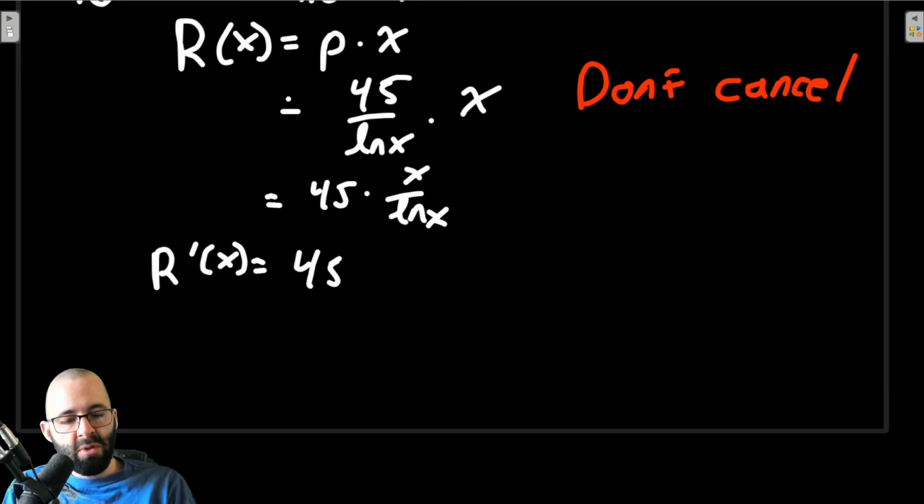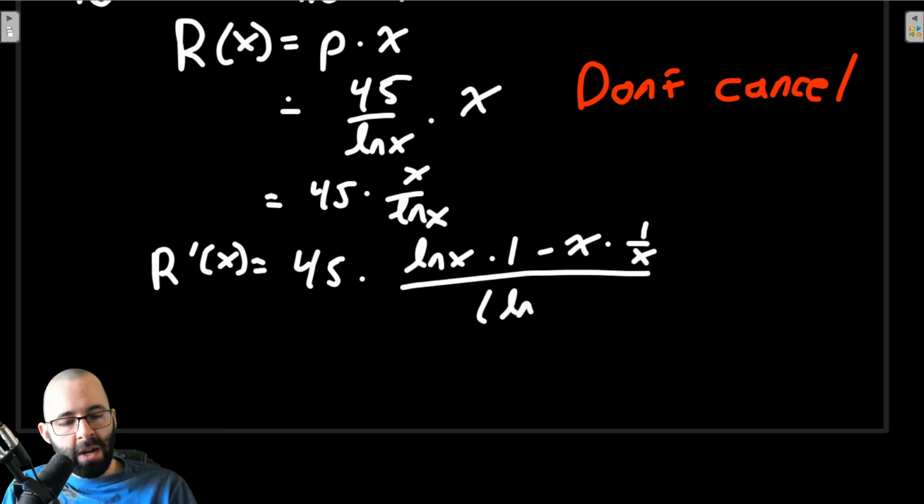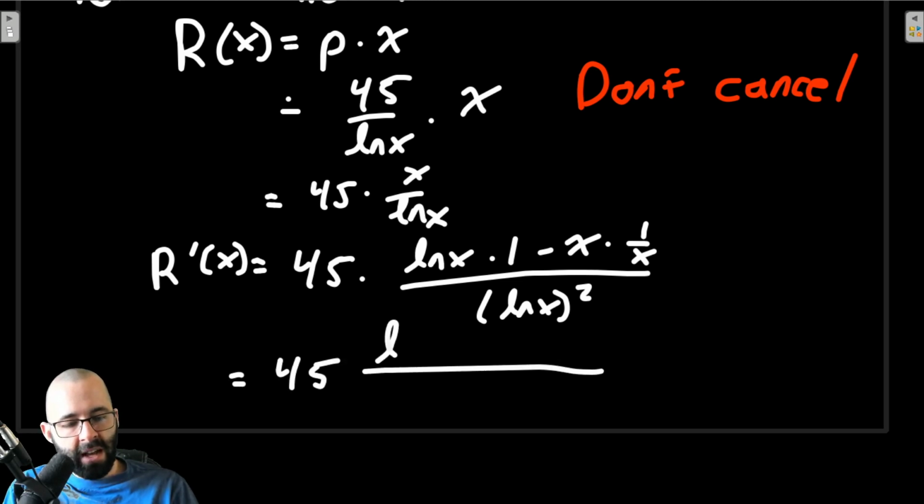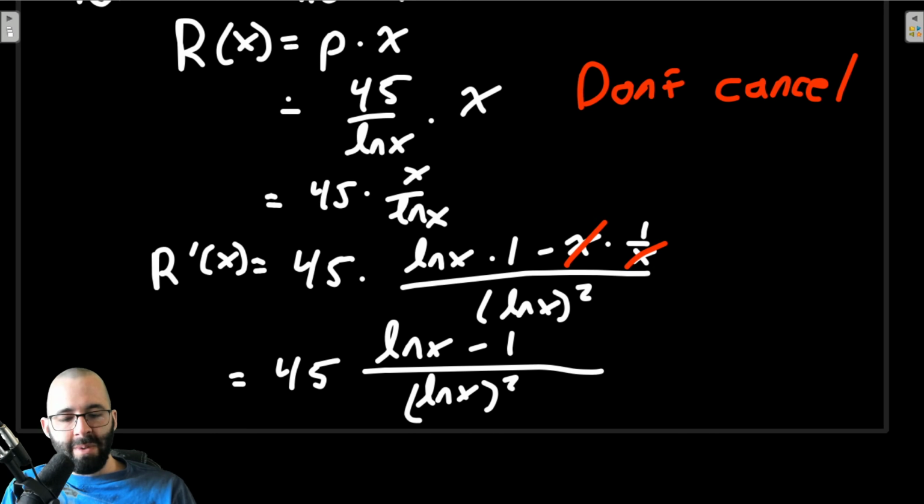The 45 comes out in front. We have to use the quotient rule: low d high, minus high d low. Derivative of ln is 1 over x. Square the bottom, and away we go. That whole fraction is getting multiplied by 45. And what are we left with? ln x. We get some cancellation right here. Remember, things cancel to 1, over the natural log of x squared. And it doesn't really simplify from here.